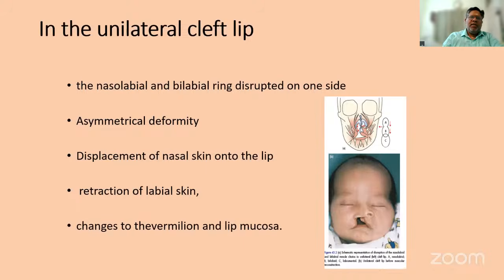So you can see in the unilateral cleft lip, the nasolabial and the bilabial rings. Basically, the muscles of the face are divided into A, B, and C. A is the nasolabial ring, B is the bilabial ring, C is the labiomental ring. So there is a nasolabial and bilabial ring disruption on one side, which is mainly the orbicularis oris, with asymmetrical deformity, displacement of the nasal skin onto the lip. There is a retraction of the labial skin and changes to the vermilion and lip mucosa.